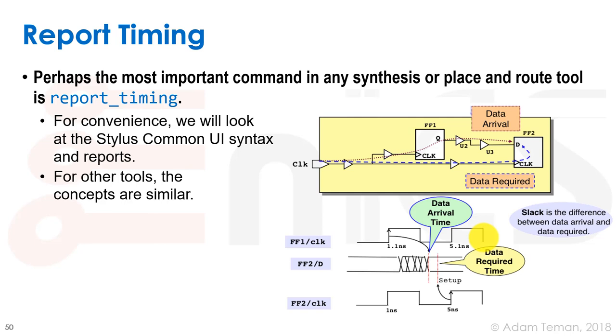I'm going to use the Stylus Common UI syntax that is now used by Genus, Innovus, and Tempus, but similar types of reports will be shown for tools such as Design Compiler, ICC, and so forth. So what we have is an arrival time of the data and the required time, and we have the setup and hold and different types of things that we discussed, and we're going to be looking at these types of timing reports, in a whole list of things.